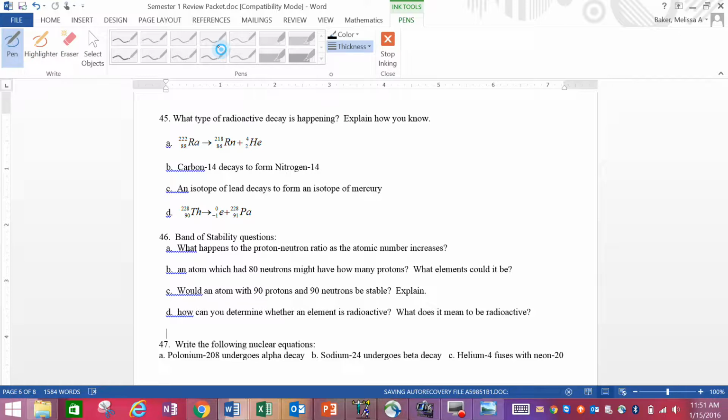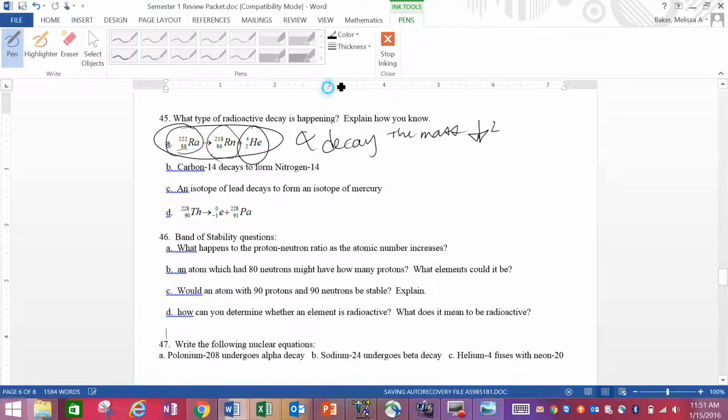So let's keep going. Number 45. What kind of decay is happening here, and explain how you know. Okay, so let's look at what's going on. You've got this big nucleus, and now you've got a smaller nucleus, and we've released a particle that has a mass of 4 and 2 protons. What does that sound like to you? That's alpha decay. Recognize that. If the mass goes down by 4 and the atomic number goes down by 2, that means that it's alpha decay.